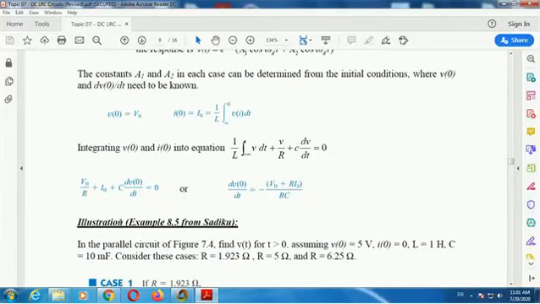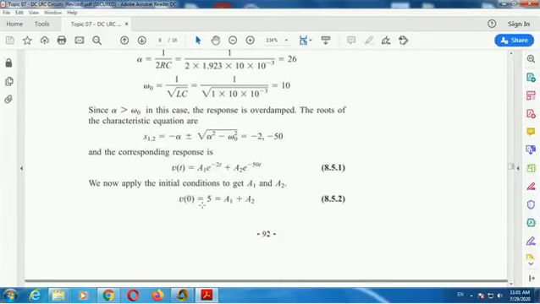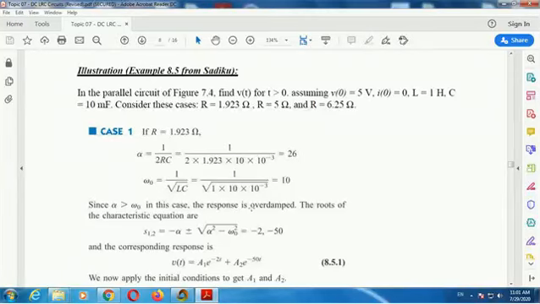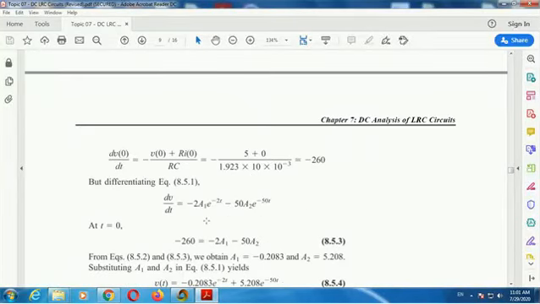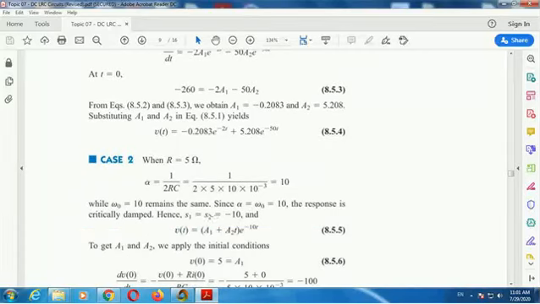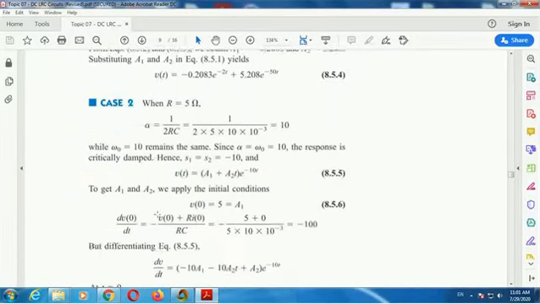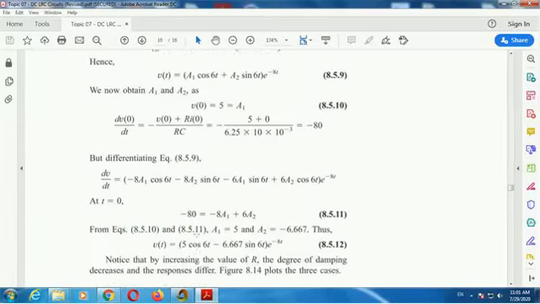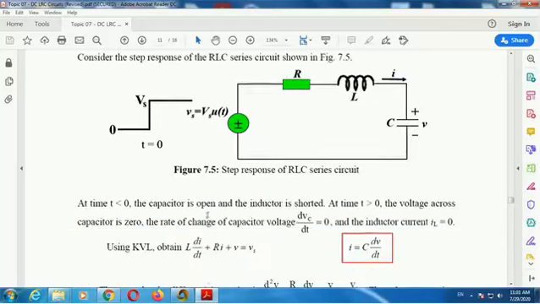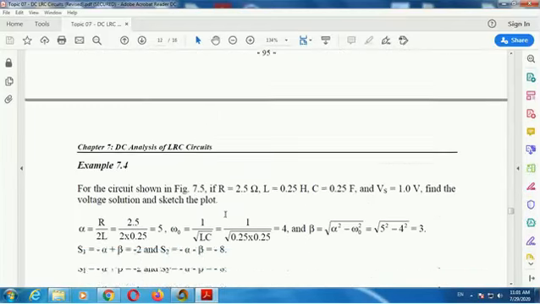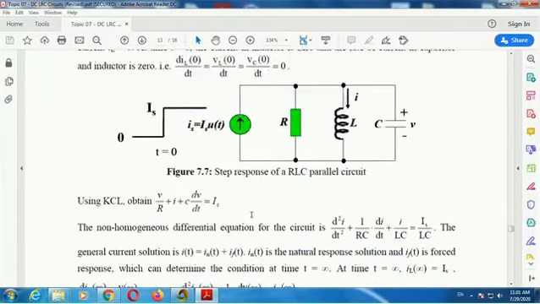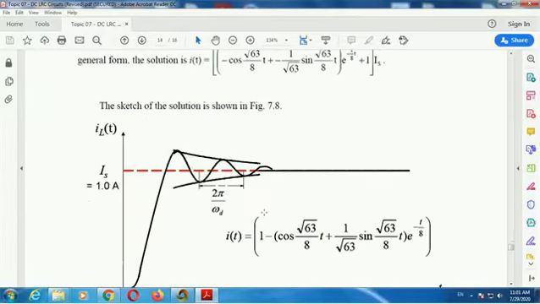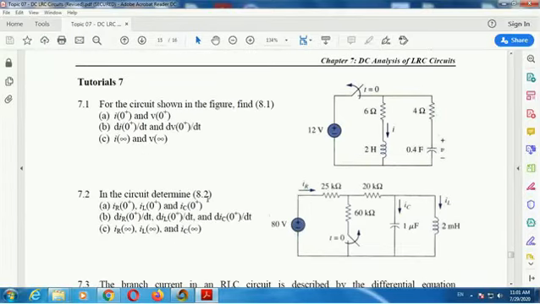Then we will do the exercise in lecture. Case 1 is overdamped. Case 2 is critically damped. Case 3 is underdamped. After that, we will do the tutorial. A few questions of the tutorial we will do. So, thank you, class.